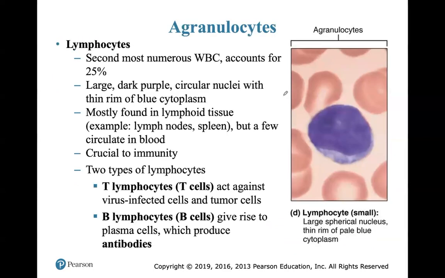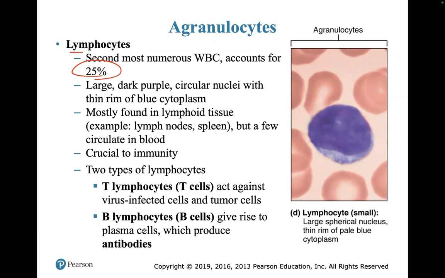So the first one is lymphocyte. This is the second most abundant WBC, accounting for 25%. The way you can identify them is pretty easy. They will have this huge, big lobe of nuclei, okay? These are typically found in lymphoid tissue, for example, spleen and lymph nodes, which are part of our immune system, but they're also seen in blood as well.